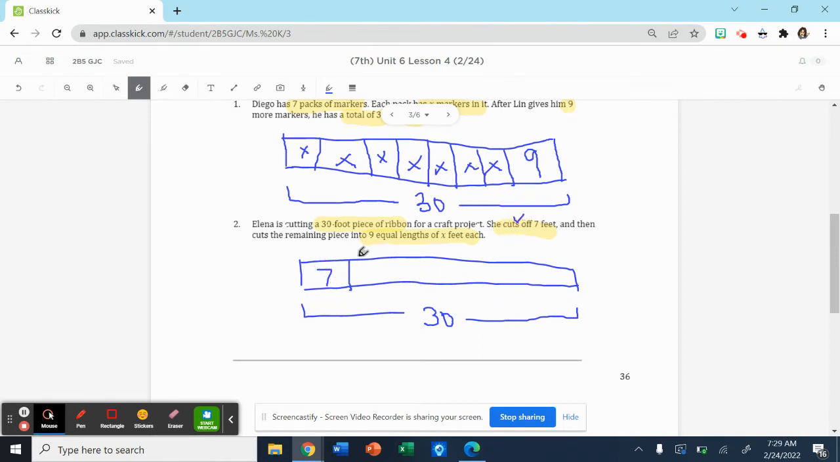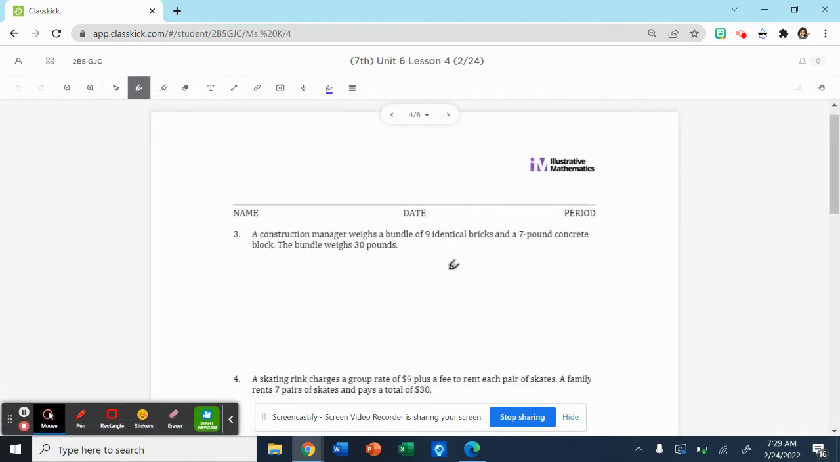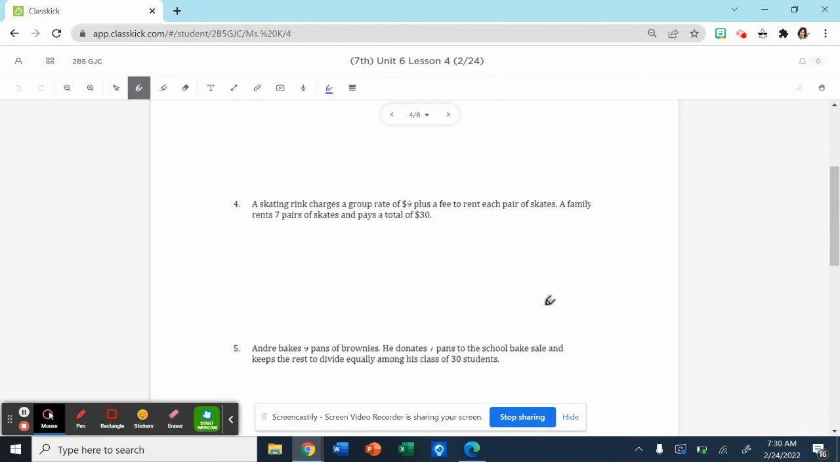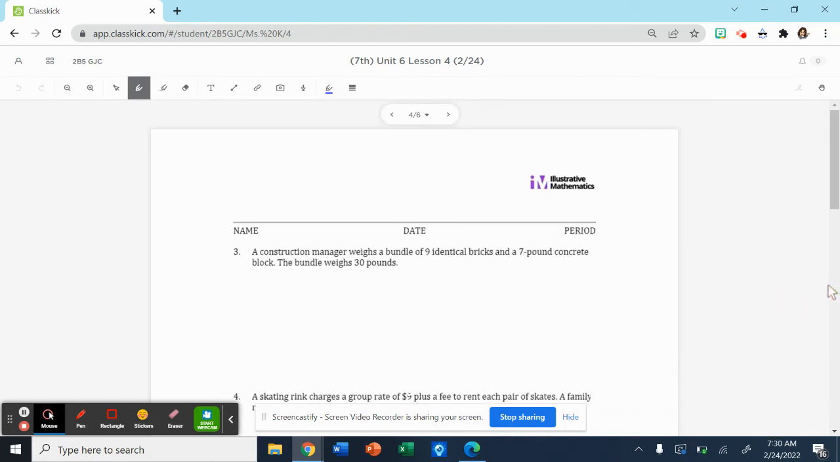After she cuts off 7 feet, she cuts the remaining piece into 9 equal lengths of x feet each. That means that I'm going to need 9 groups. And each of these groups is going to represent x feet. And that's my tape diagram. On slide 4, you have 3 more examples that I'll ask you to complete on your own. You can pause this video to do slide 4 now. As always, you can check the notes from today's classwork to see whether your work is correct.